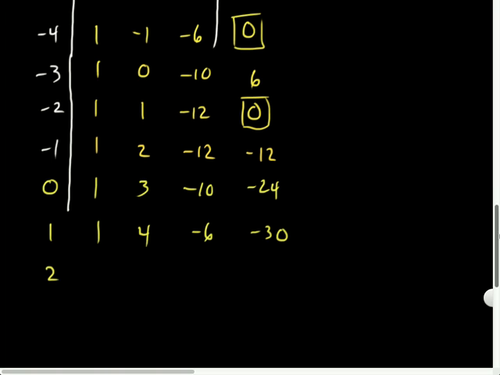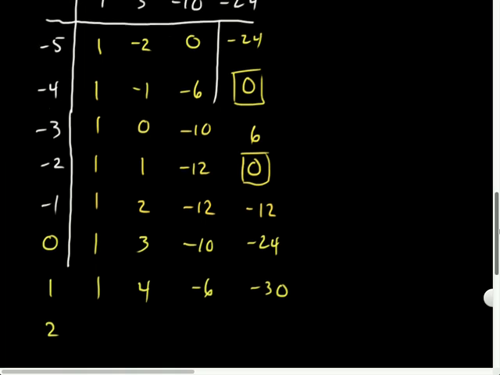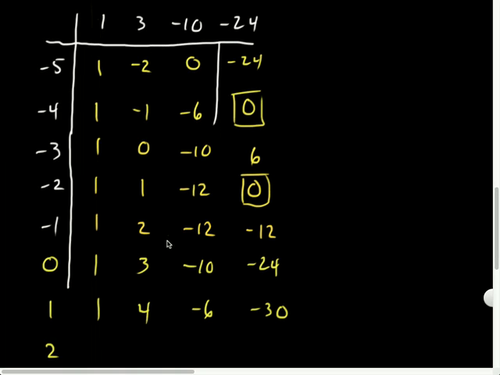All right, here we are. I guess I still need this in sight, don't I? Bring down the 1. 2 times 1 is 2, plus 3 is 5. Aha. 2 times 5 is 10, and negative 10 is 0. 2 times 0 is 0, negative 24. Now, wait a minute.